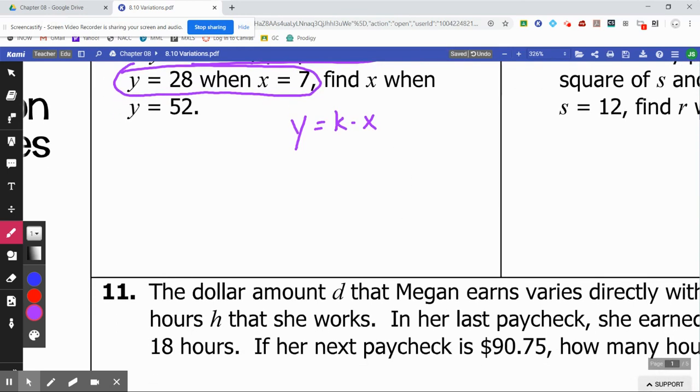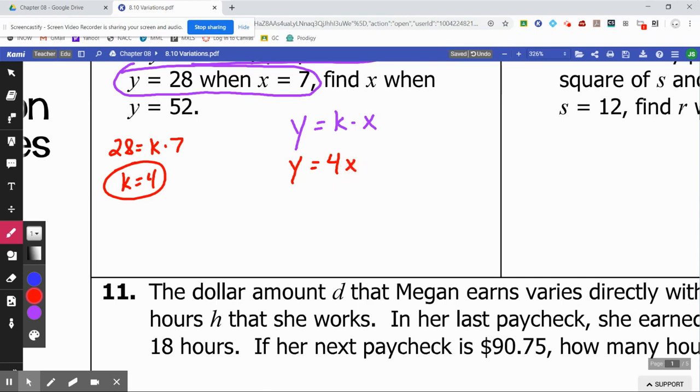So it gives us the example: when y is 28, plug that in for your y. The x value is equal to 7. Plug that in for your x into this direct variation formula. Solve that, divide by 7, and you get that k is 4. That constant of variation is exactly what it says it is. It's a constant. It never changes. So therefore, you now have a formula, y equals 4x.